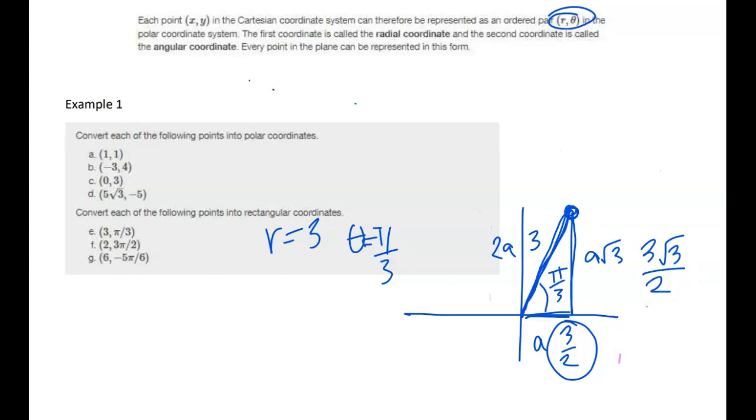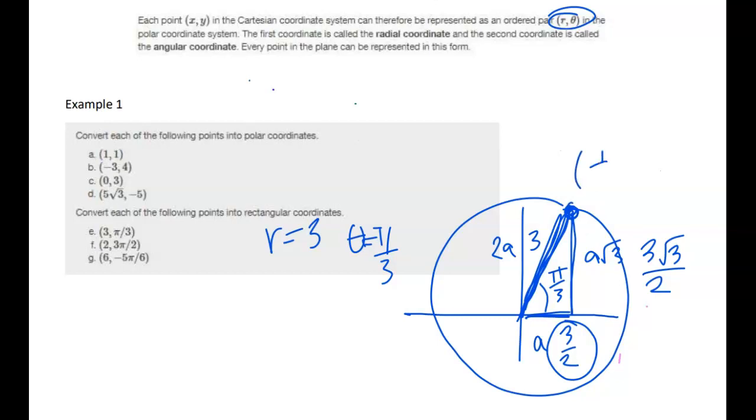Another way to look at this too is if you know your unit circle, this now has a radius of 3 instead of 1, so you can take this point, which would have been 1/2, root 3 over 2 on your unit circle, and then like, oh, but I need my radius to be 3 times as much. So multiply that by 3, and that would find you your xy.